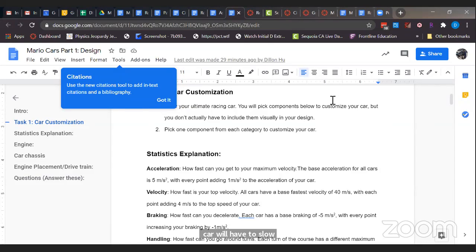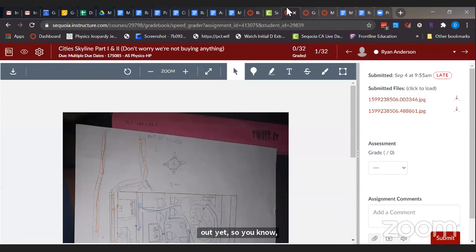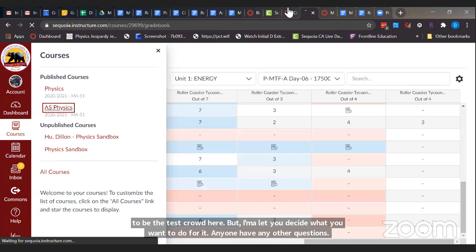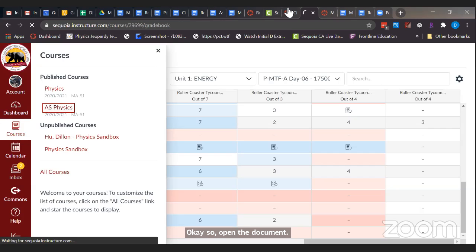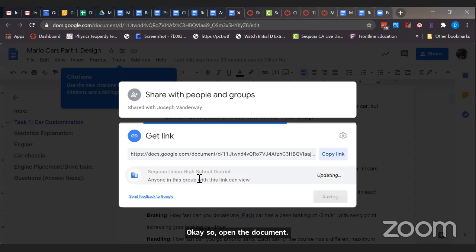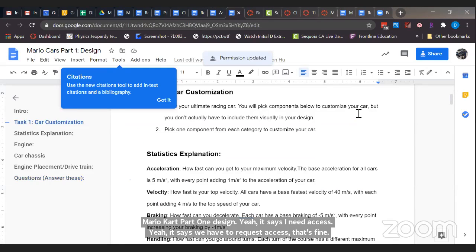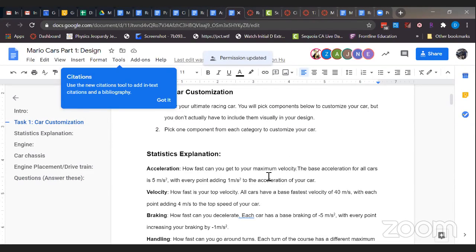Okay, so open the document. There's one on Canvas. Is it not openable on Canvas? Mario Kart Part 1 design. Yeah, it says I need access. Yeah, it says we have to request access. That's fine. Oh, hold on, it's because it was initially set to Sequoia only. Okay, cool, you should be able to see it now. Yes, you can see it? Yes. Okay, cool, perfect.